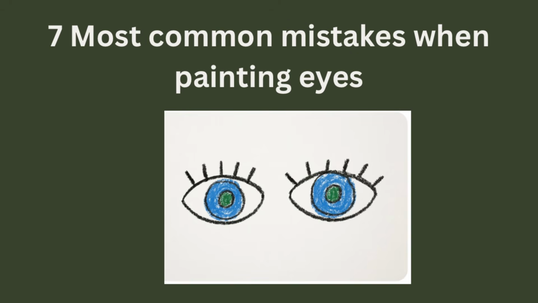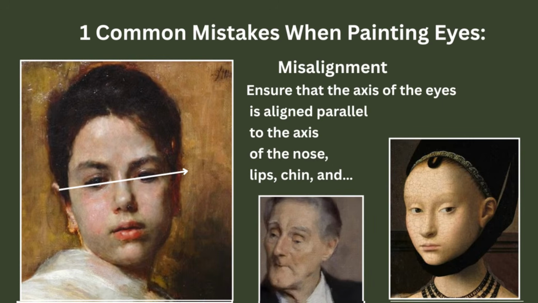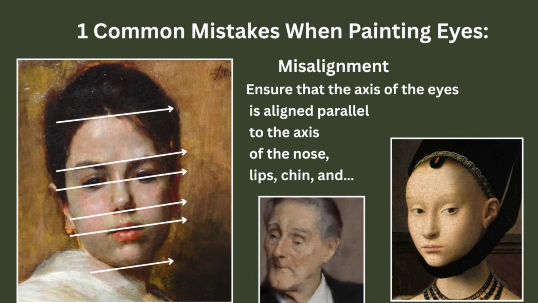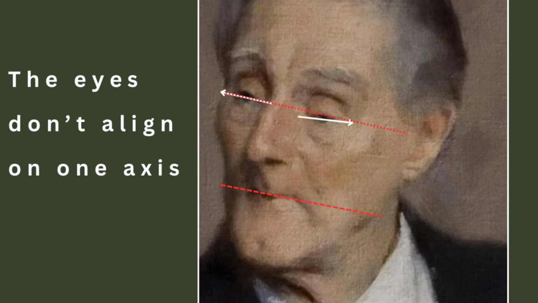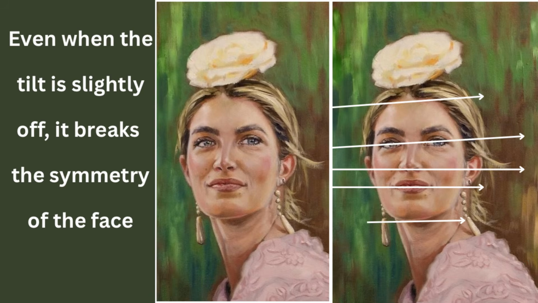So let's explore the 7 most common mistakes when painting eyes and how to avoid them. Number 1, misalignment of the eyes. The axis of the eyes, an imaginary line connecting the inner and outer corners of both eyes, should always remain consistent, parallel in its relationship to other axes on the face, even as the head tilts or turns. This alignment is crucial for avoiding distortion and creating a believable likeness.